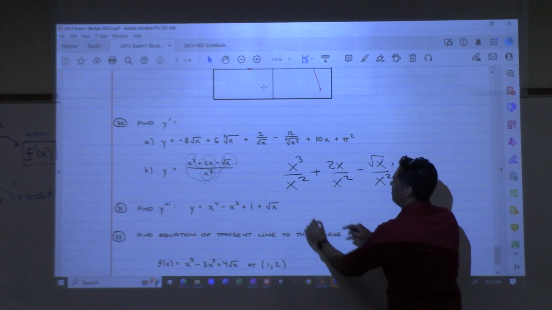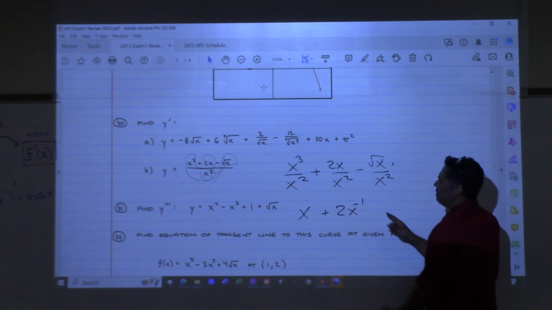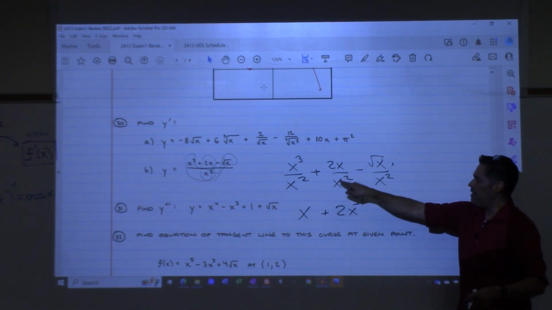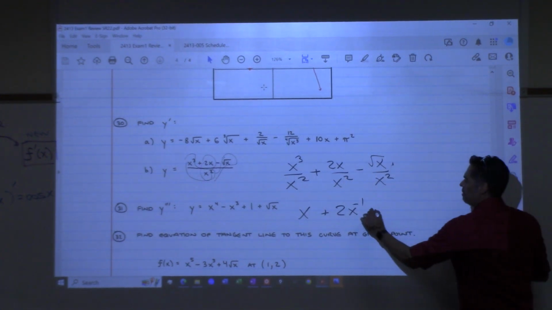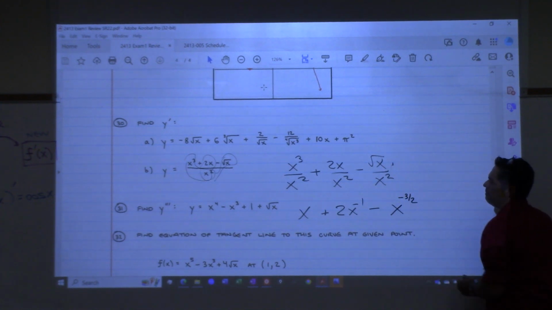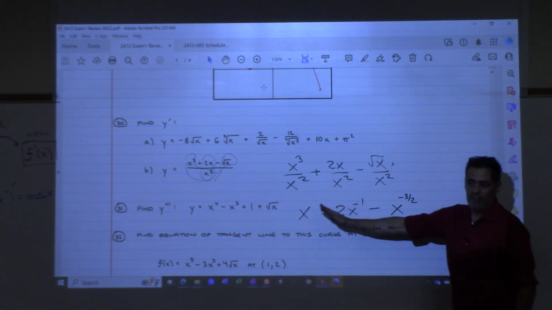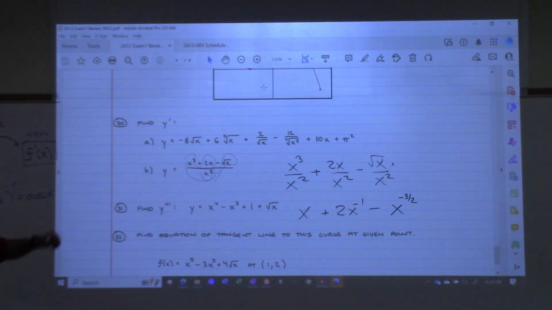And then this becomes x. This becomes 2x to the negative 1 because the x's cancel. You have an x left on the bottom. I bring it up. And then here I subtract. So I get x to the negative 3 halves there. And then I take the derivative. Either way works, but I just want to show you the other way.